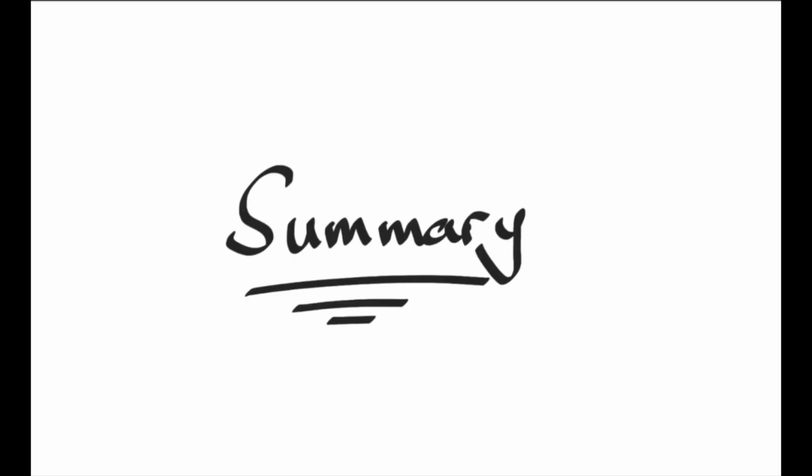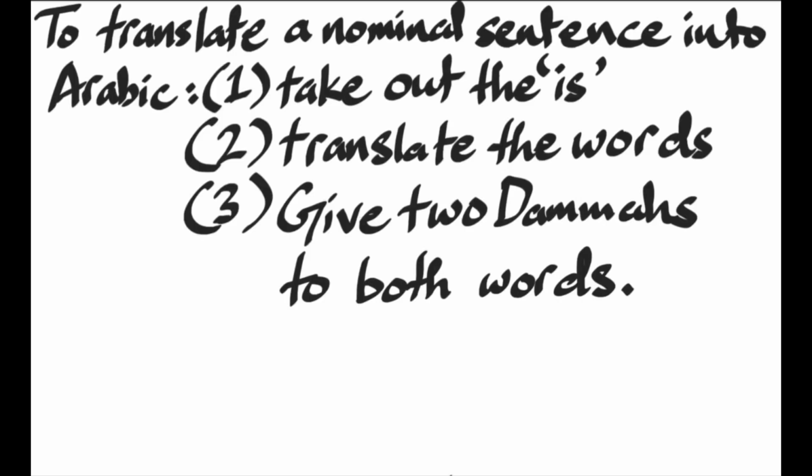Now let me give you a brief summary of the whole lesson. The first thing we learned is if you want to translate a nominal sentence, the first thing you do is take out the is, then translate the remaining words into Arabic, and then lastly give 2 dhammas to both words in the sentence. Then we mentioned 3 power points. The first thing we learned is that if you want to convert a word beginning with the into Arabic, you just translate the word and add an alif lam to the beginning.